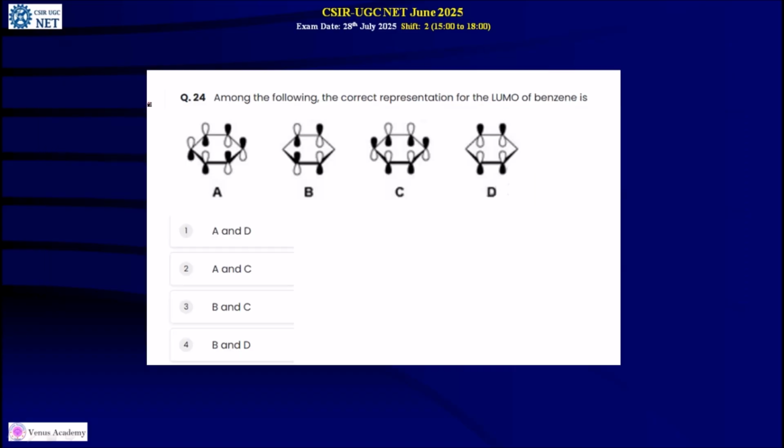Next, question number 24. Among the following, the correct representation for the LUMO, lowest unoccupied molecular orbital of benzene is, so this is A, B, C, D. Yes, B is correct. LUMO, and C no, D also is correct. So B and D, which one is showing? Yes, option number 4 is the correct option, students. Question number 24, option number 4 is the correct option, students.